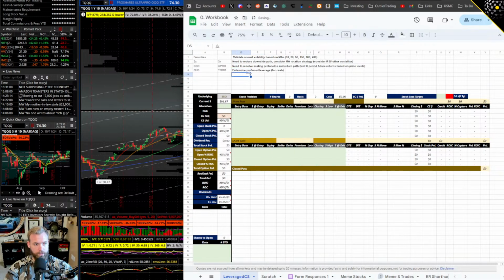That's another thing we're going to have to sort out, because that's going to determine, depending on, again, when we run a couple different tests here, we're going to have to test SSO, UPRO, QLD, TQs and see which of those, in what combinations, we prefer the most.